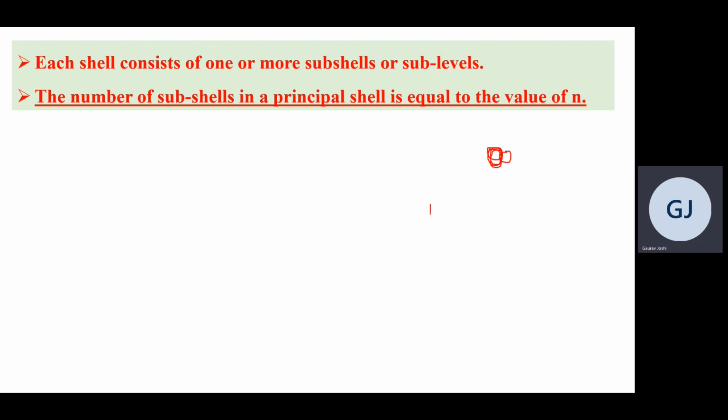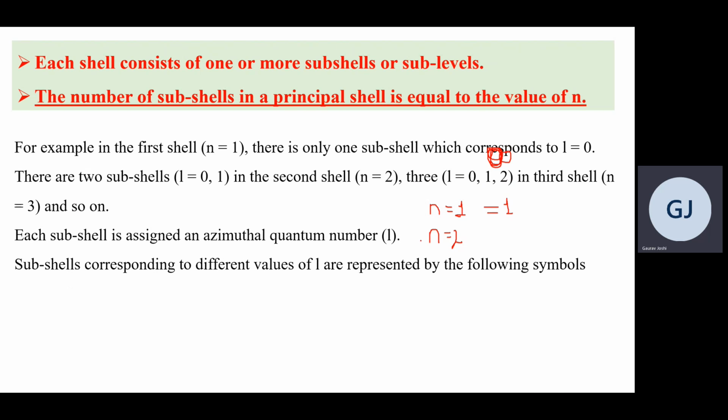For example, if n equals 1, the number of subcells will be 1. If n equals 2, the number of subcells will be 2. So basically this is the thing. I'll just be erasing this.